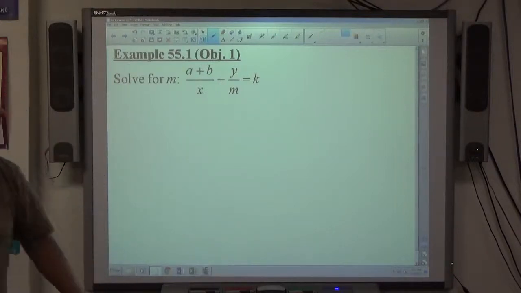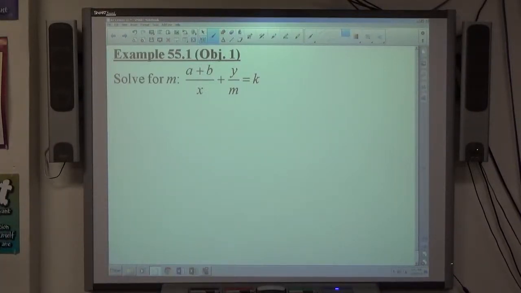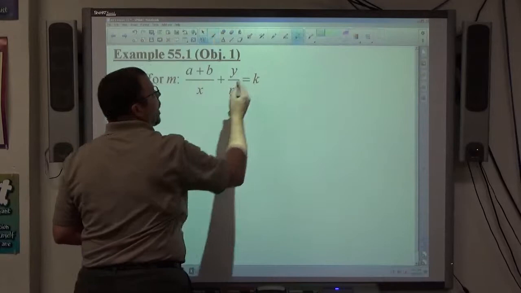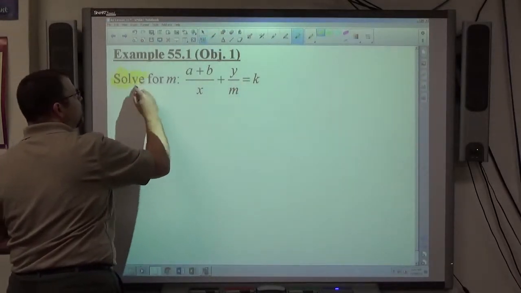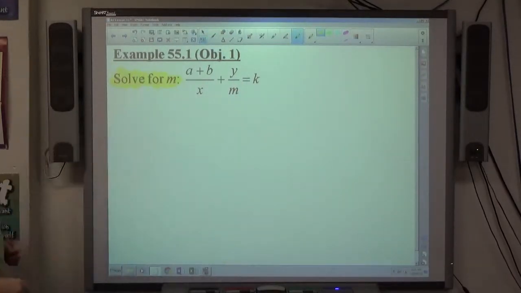All right, example 1, solve for m. Now, what I want you to remember about these abstract equations, this is important only after I get the equation in the simplest form possible, which is no fractions. I don't want fractions in these problems.